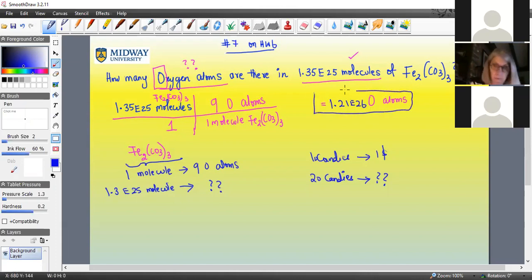For some reason, I think people were overcomplicating it more than it really has to be, so you just cancel out the molecule. So this is basically the analogy right here. 10 candies cost $1. 20 would be $2. It's exactly the same thing we've done, but because we do 7 out of 8, 6 out of 7 problems in the regular fashion.